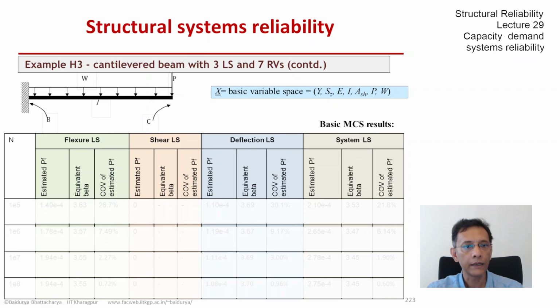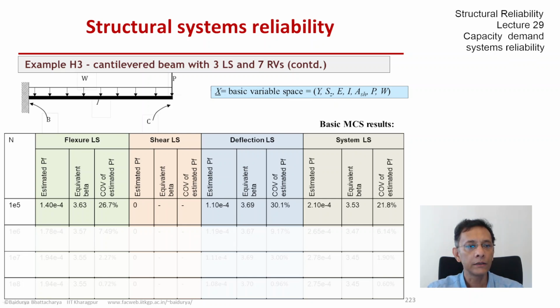Let's take a look at these results. We have these 7 random variables as I described, 3 limit states. So on the left set of columns in light green background, we have the flexural limit state. Next 3 sets in light pink background is the shear, and the light blue background, the deflection. And the very last set of columns is the system limit state. On the very left column, I have the number of Monte Carlo simulations. So if I have about 10 to the power 5 simulations, then let's see the results.